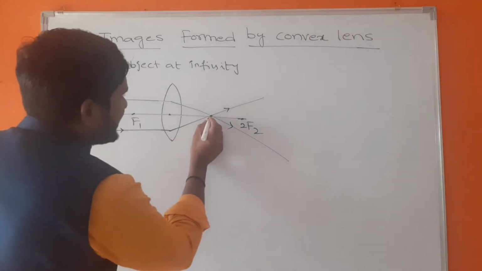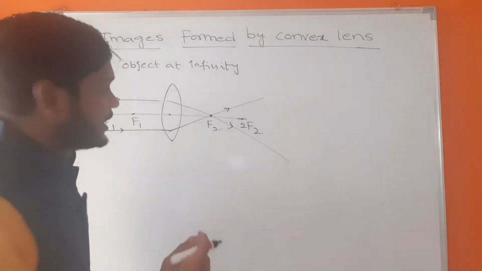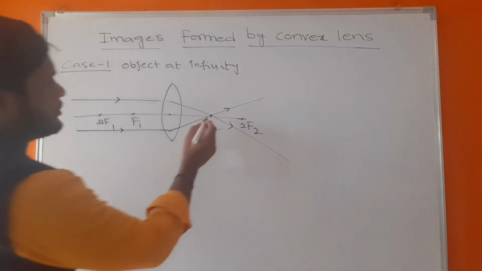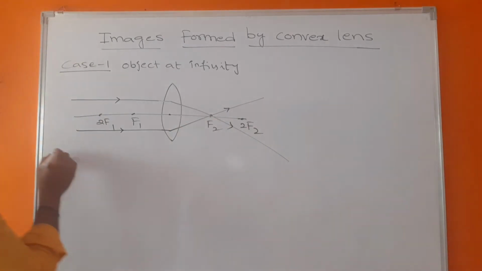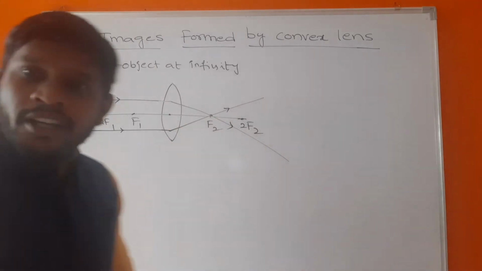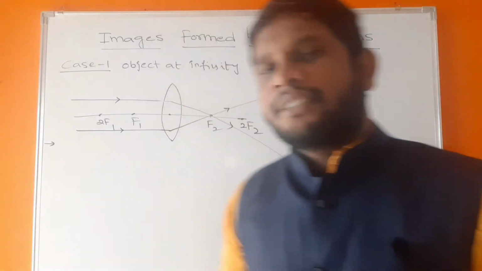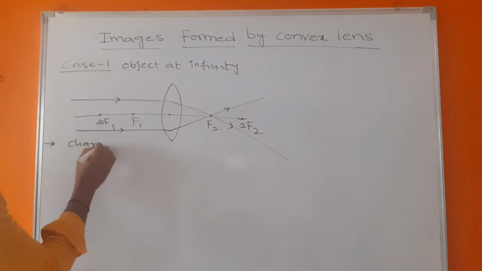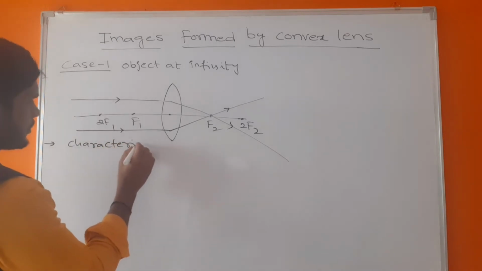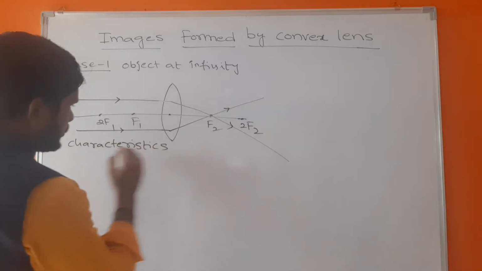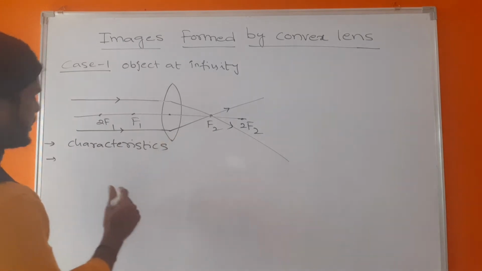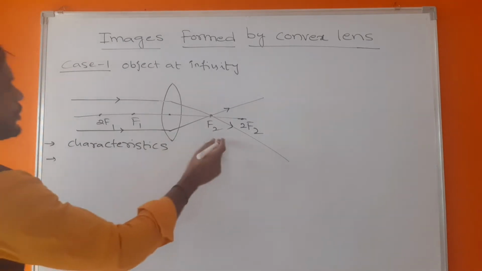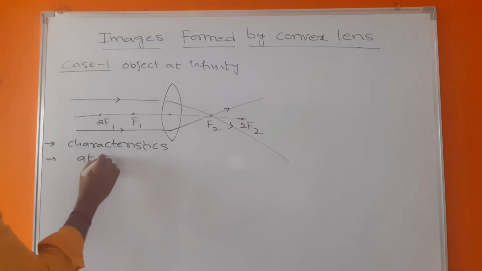The point where the two refracted rays meet after refraction is the position of the image. So let us write the characteristics of the image. First of all, we have to write the position of the image. The position is at the focus.